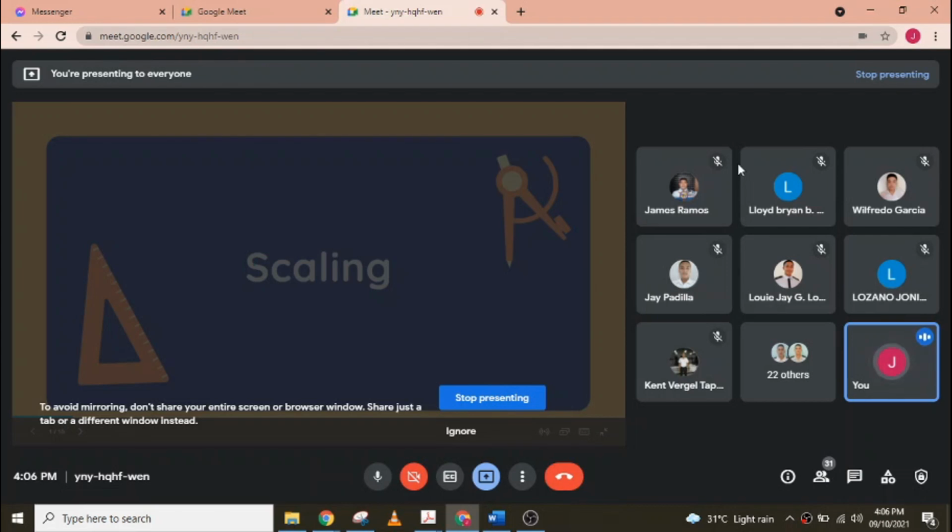So again, the topic for today, we will be focusing on the third topic, which is scaling. Okay, so before anything else, class, before we start our main discussion, ano yung idea ninyo, class, when you hear the word scaling?